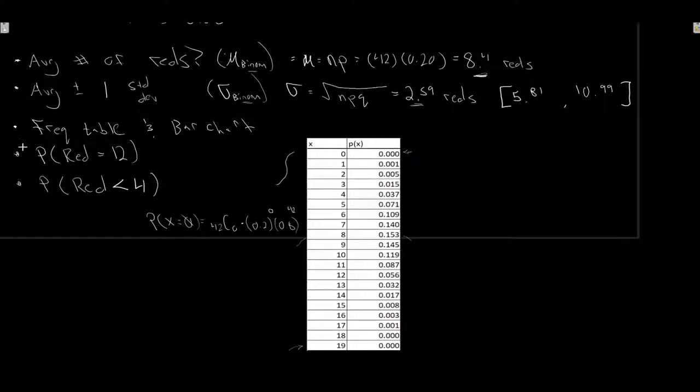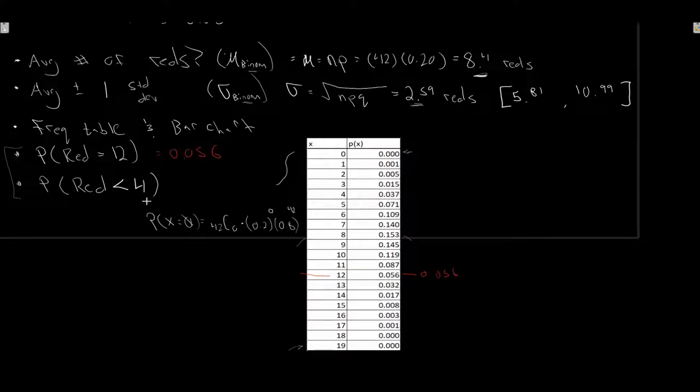Okay, what about these last two bits here? What's our probability that we get 12 red lights? What's the probability we get fewer than 4 red lights? Well, now that we have this table, it's just looking this stuff up. So the probability that we have 12 red lights: well, hey, there's 12. The probability that I get that is 0.056. That is a 5.6% chance I get exactly 12 red lights.